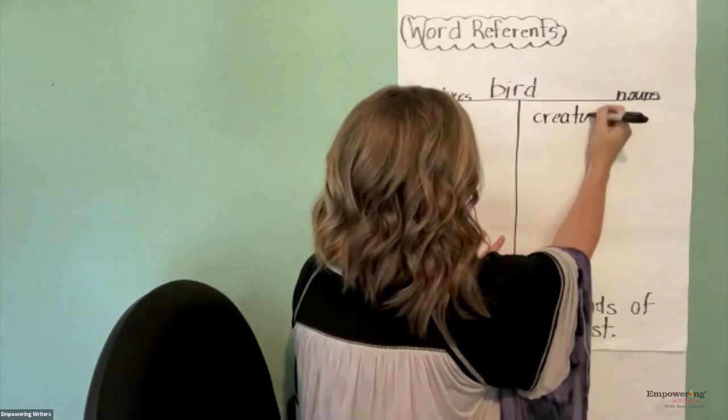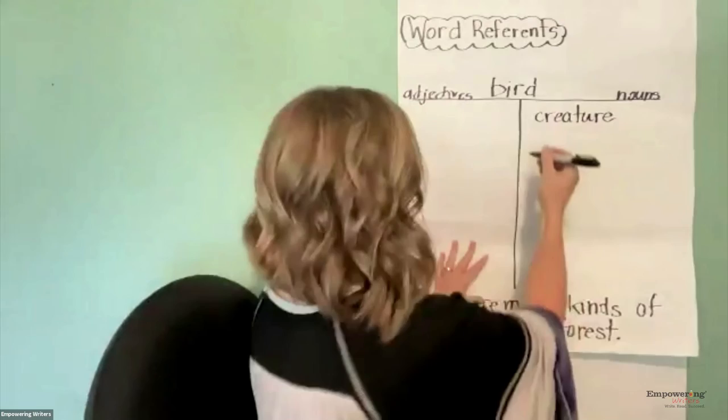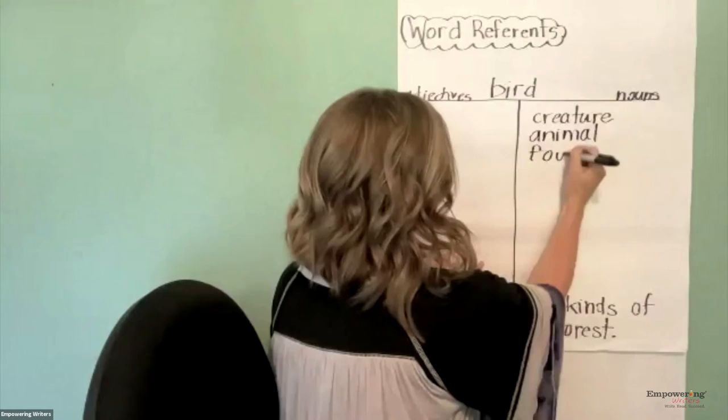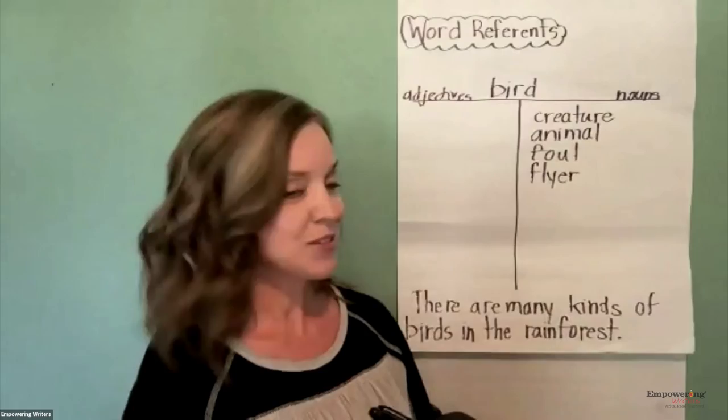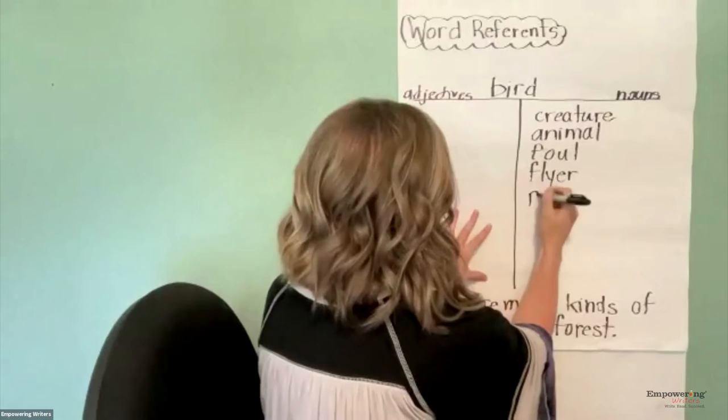Animal. We can call a bird an animal. Fowl. A fowl. It is a flyer. Flyer. Good. What else could you call it? You're right. Sometimes they can be a pest. Well, that's a good one. I never have thought about that.